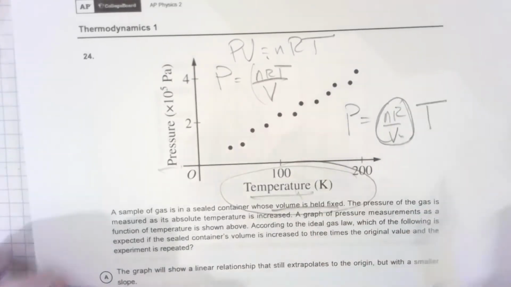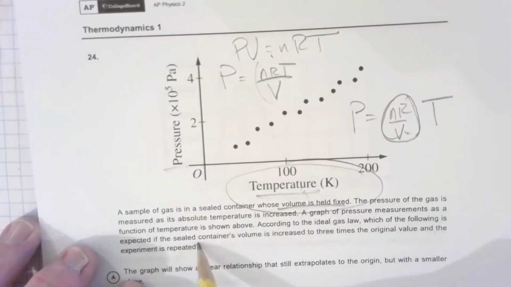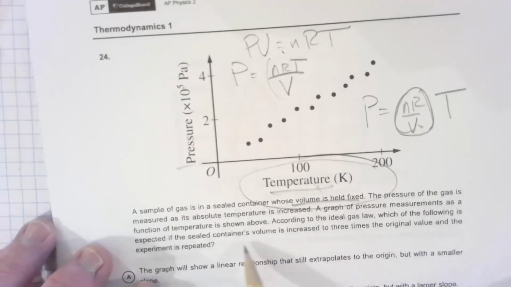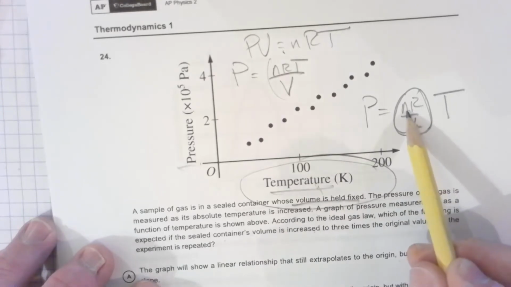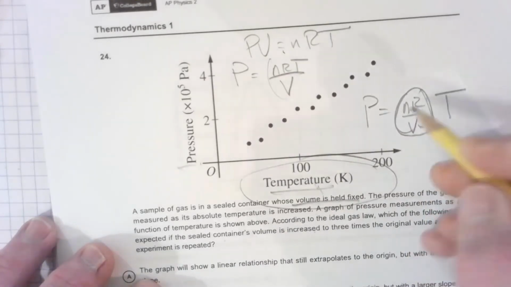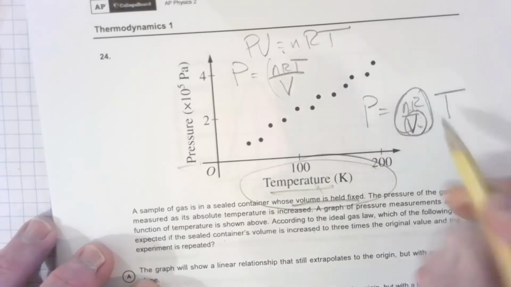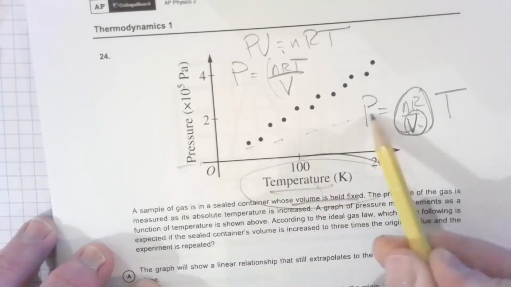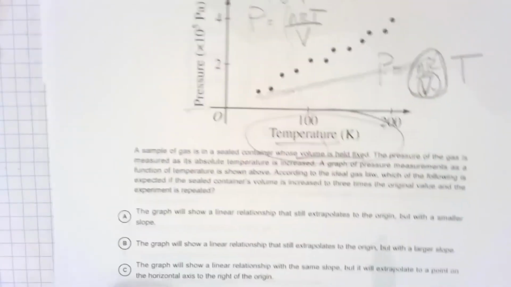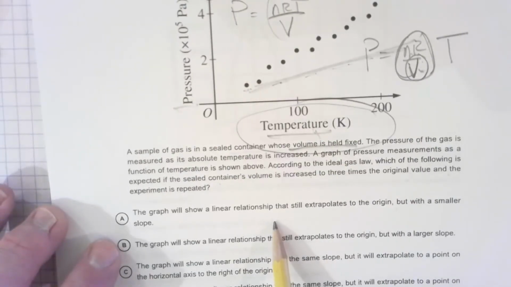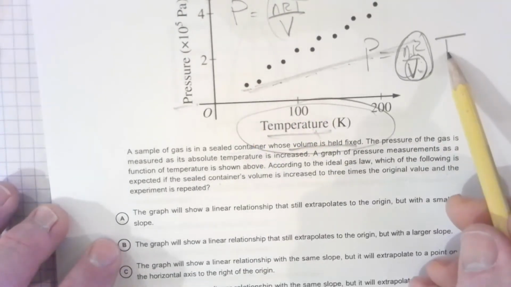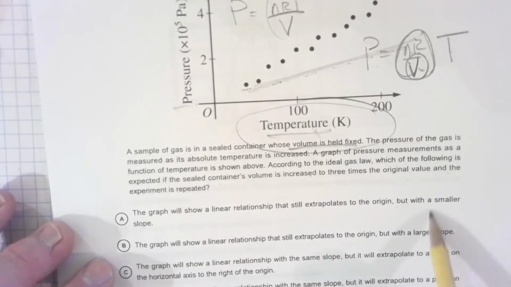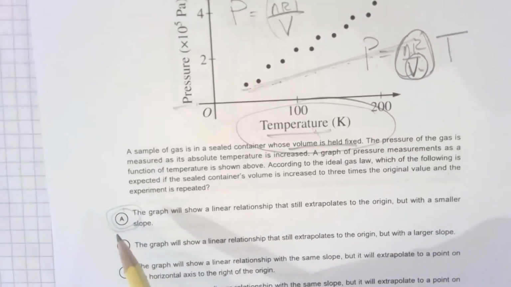This is your slope. And then, if the sealed container's volume is increased, I'm assuming it's the same amount of gas, so by increasing the volume, you would decrease the slope. So I would expect a line more like this. Would it go to the origin? Yeah, technically, as temperature goes to zero, there'd be no pressure. I would think A would be the right answer on first look, and I would be correct.